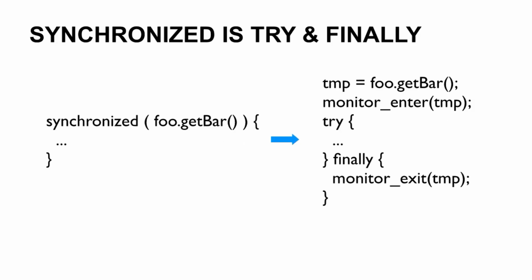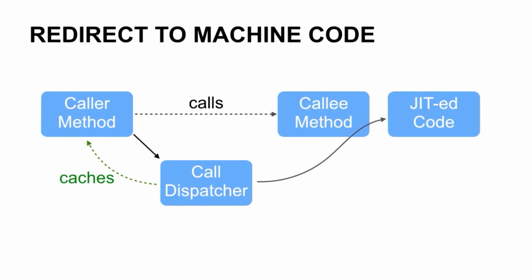Additionally, methods that contain synchronized blocks actually contain try-finallys. The way a synchronized block actually gets compiled is into the code on the right. First, the lock object is retrieved and stored into a temporary variable. Then monitor enter is used to lock the object. Then try contains the body of the synchronized block, and the finally block unlocks the object. So while you don't think you have an exception handler, if you have a synchronized block, you do actually have an exception handler.